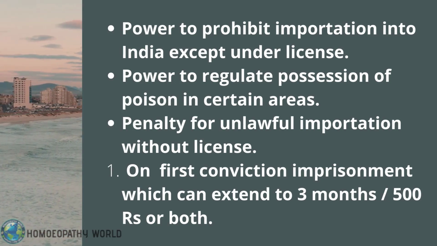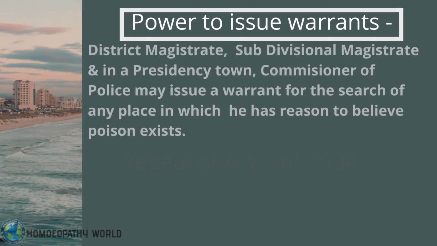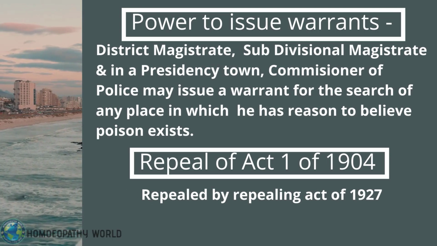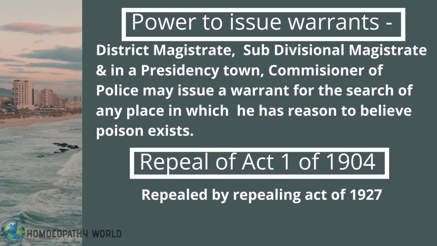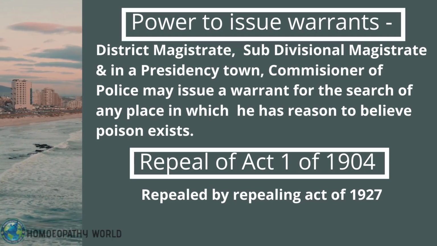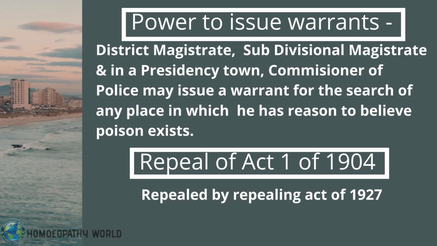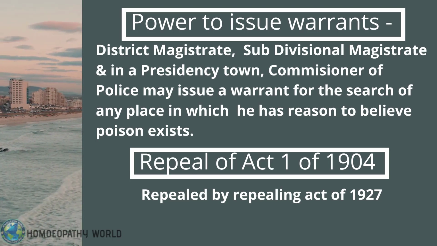So who has the power to issue these warrants? The power to issue warrants is against people who are unauthorized in selling poisons or do not possess a license to sell poison. The power to issue these warrants is with the district magistrate and the sub-divisional magistrate. They can issue the warrants.